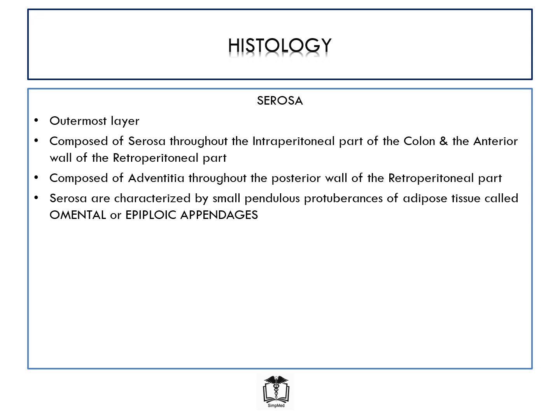So please do note, serosa is found throughout the entire histology of the large intestine as an outer layer, but in certain areas we have that serosa being replaced by adventitia, and that is specifically the posterior wall of the retroperitoneal organs. Serosa tends to be characterized by small pendulous protuberances of adipose tissue that are known as omental or epiploic appendages. I mentioned that as part of the features that distinguish the small intestine from the large intestine. If you see it, you can automatically identify the structure as being the large intestine.